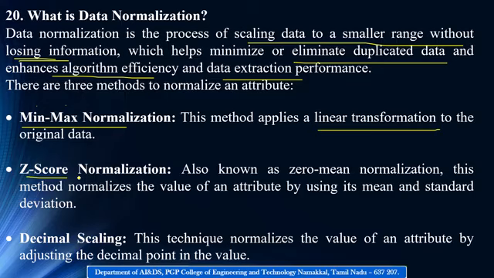Then Z-score normalization, also known as zero mean, which uses the mean and standard deviation. This normalization is done using the mean value and the standard deviation value. Then decimal scaling deals with the decimal points. You can have 2 decimal points, 3 decimal points, or you can remove the decimal points, adjusting the decimal points in the value. So these are the three basic methods of data normalization.